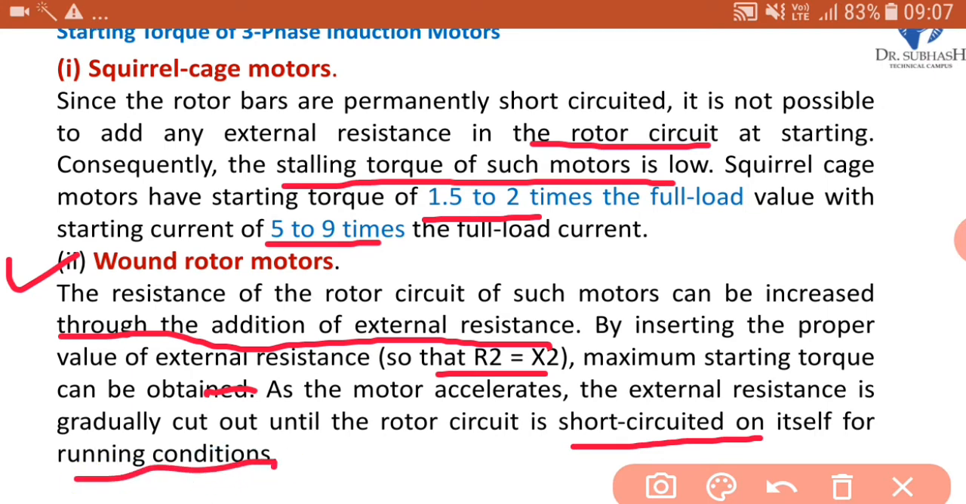So, by using a wound rotor or slip ring motor, we can make the starting torque maximum whenever we set R2 equal to X2. So, this is the condition for maximum starting torque.